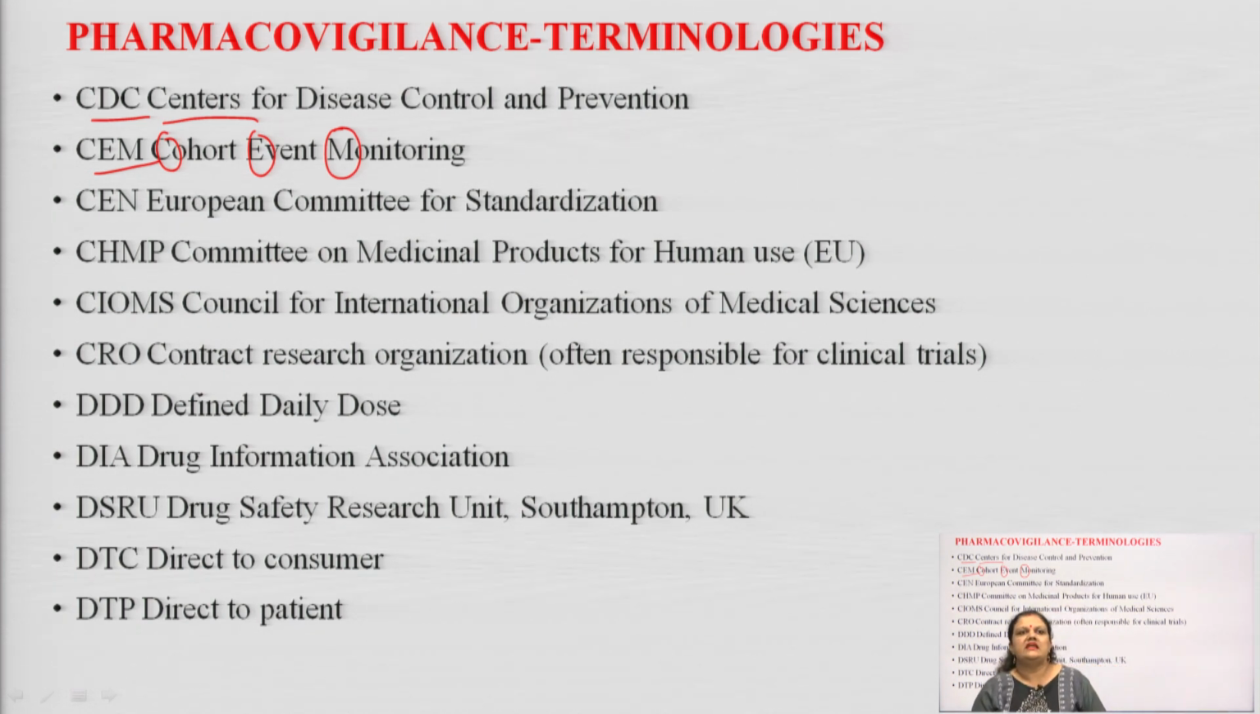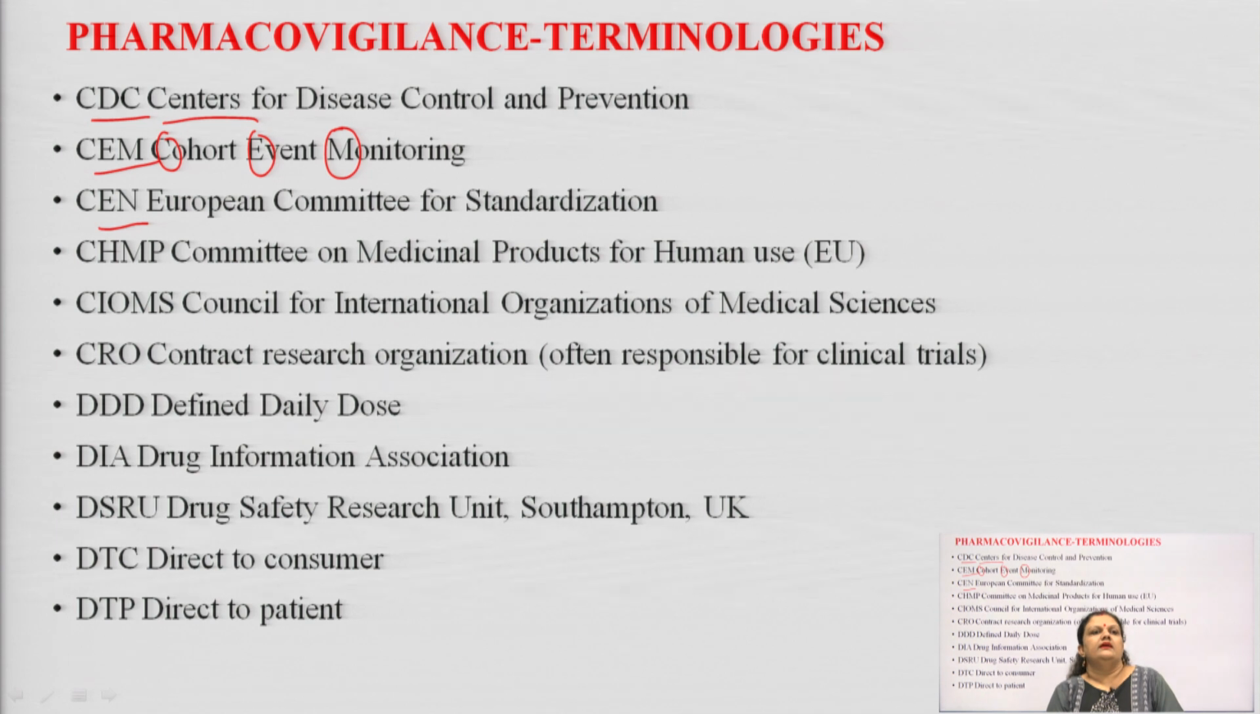So, this is the CEM, which means cohort event monitoring. It is very important while dealing with pharmacovigilance studies to check individual patients, to observe and properly monitor them for the CEM. Next, coming to the CEN.